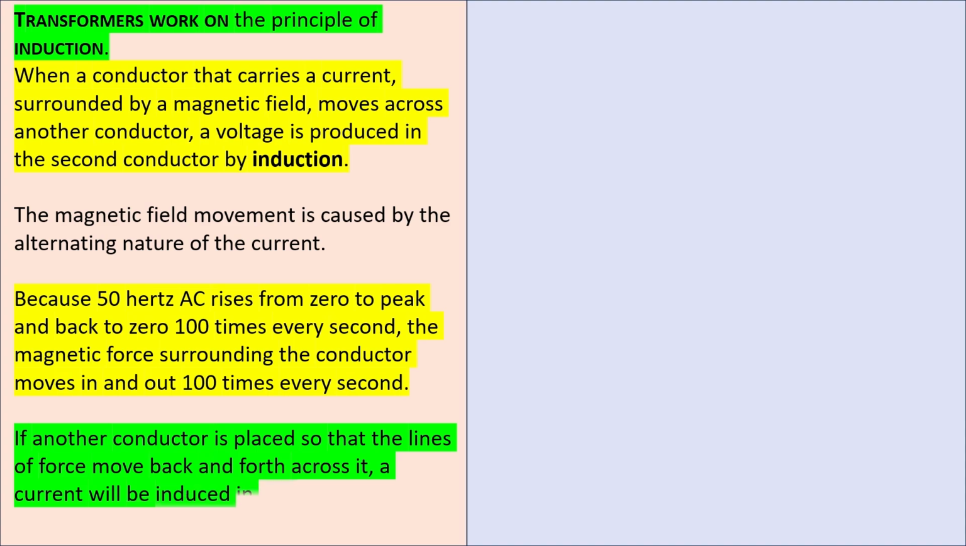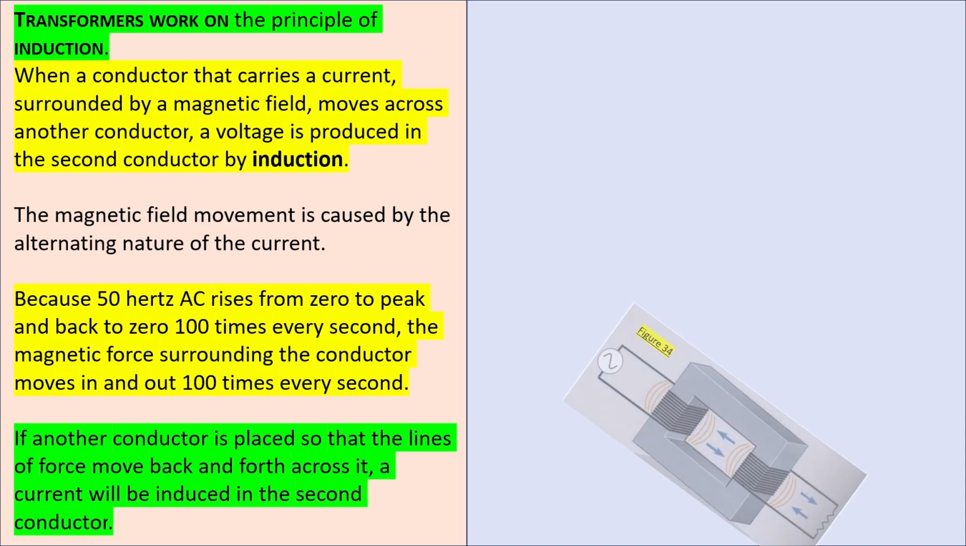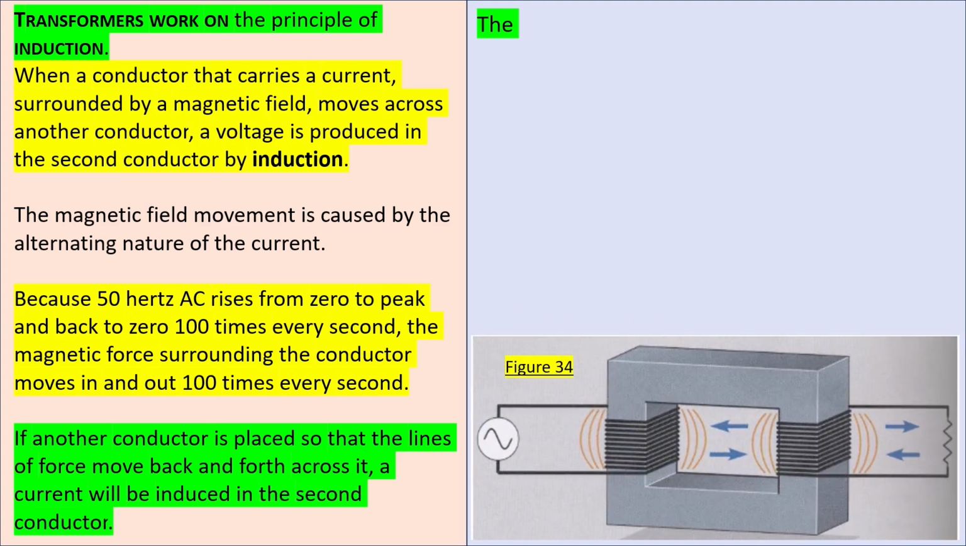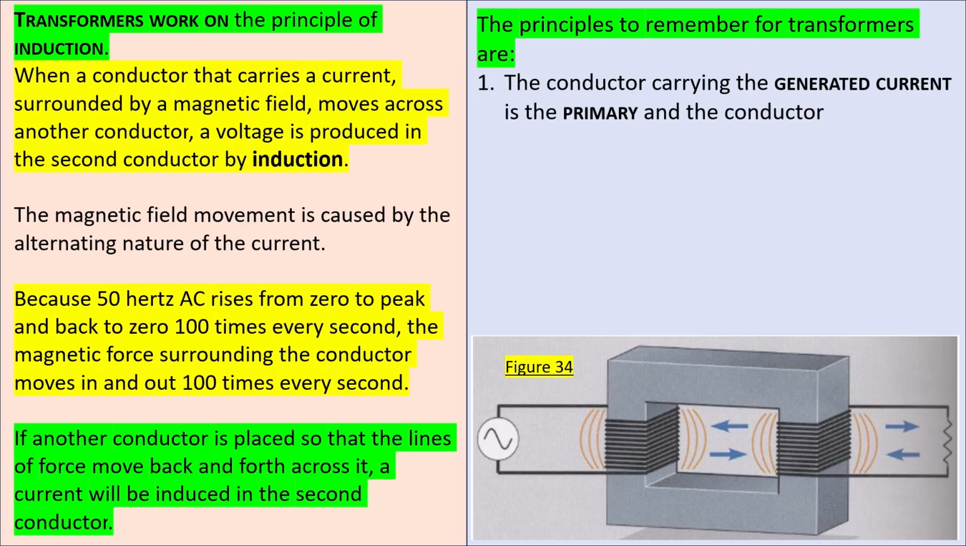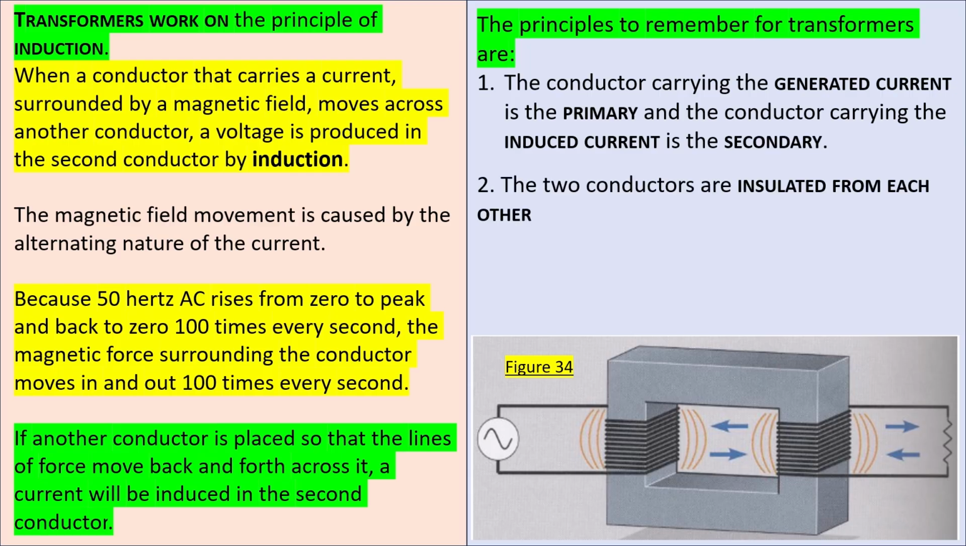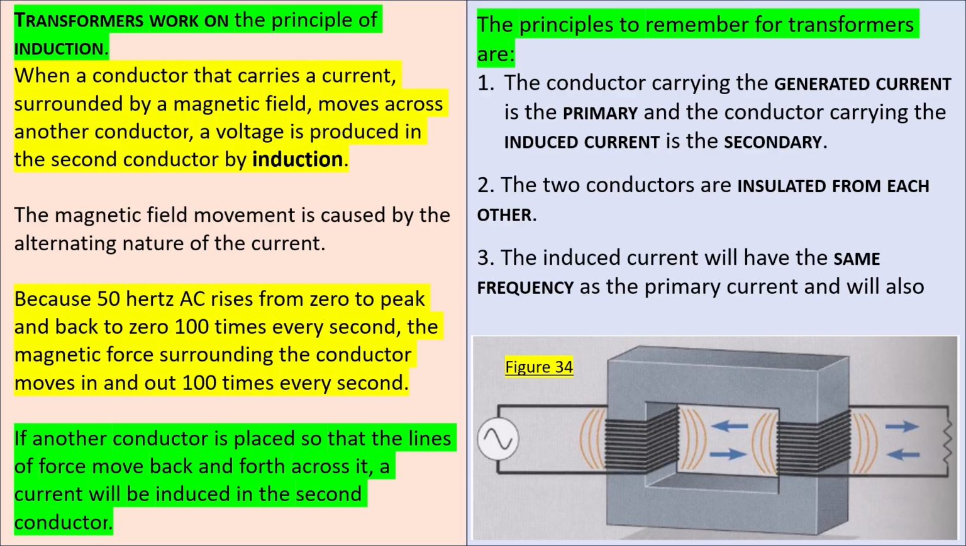If another conductor is placed so that the lines of force move back and forth across it, a current will be induced in the second conductor. The principles to remember for transformers are: the conductor carrying the generated current is the primary, and the conductor carrying the induced current is the secondary. The two conductors are insulated from each other. The induced current will have the same frequency as the primary current and will also be alternating current.